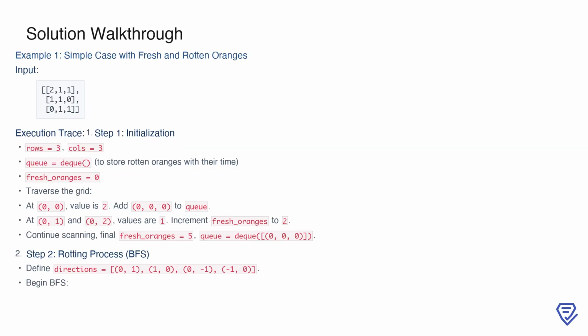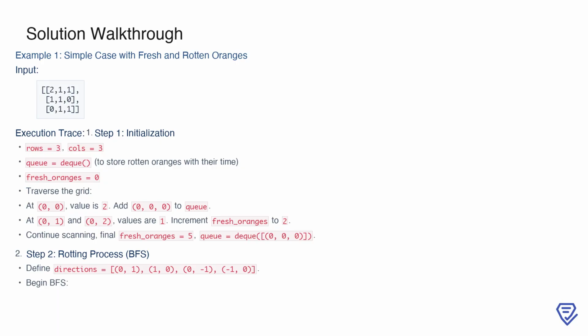To solve the rotting oranges problem, we start by initializing key variables. Here, the grid has 3 rows and 3 columns. We use a queue to store rotten oranges along with their time of rotting, and a counter for fresh oranges. As we traverse the grid, we find a rotten orange at position 0, 0, and add it to the queue with a time of 0.